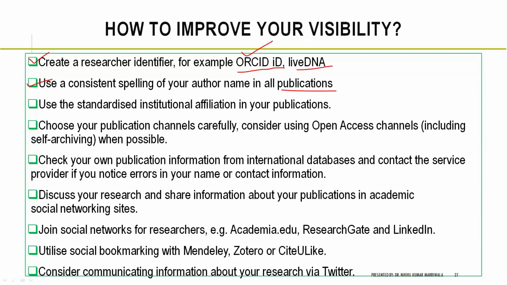It may create problems in adding the publications. Use the standardized institutional affiliations only. Please follow this when you are uploading your final copyright and your final copy of the paper. Choose your publication channels pretty carefully. That is, open access channels normally should be preferred, right? Check your own publication information from only the international databases, as I showed you, right? And you can basically also talk to them if there are any errors, or contact them with different informations, right?